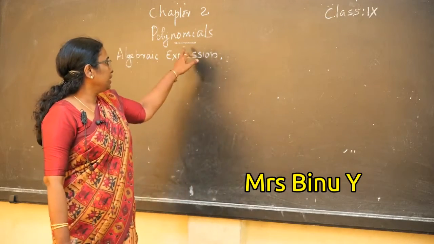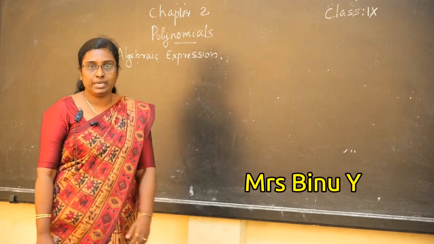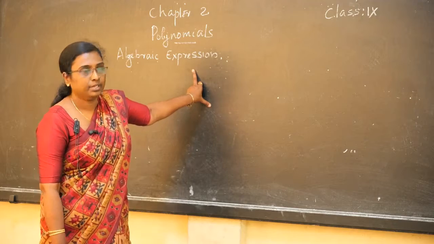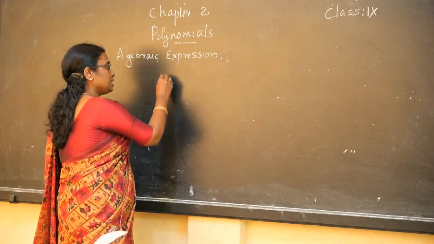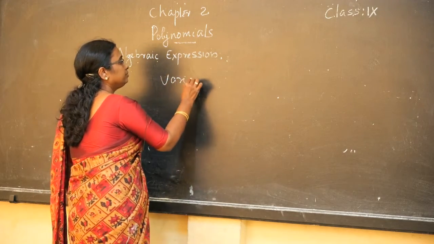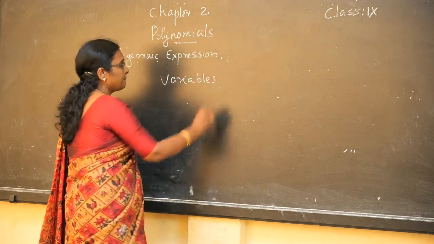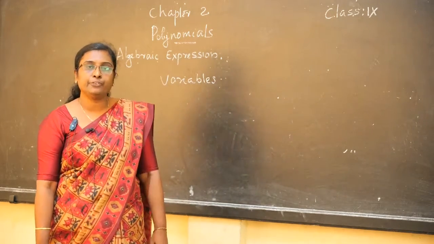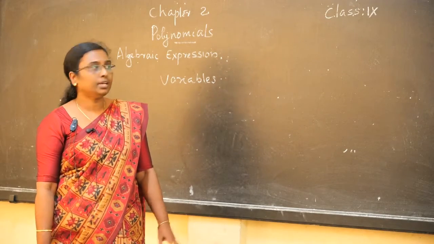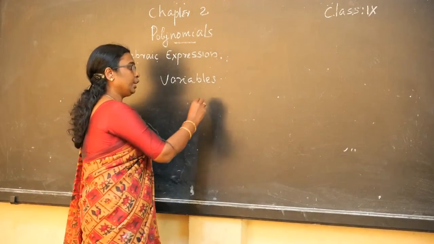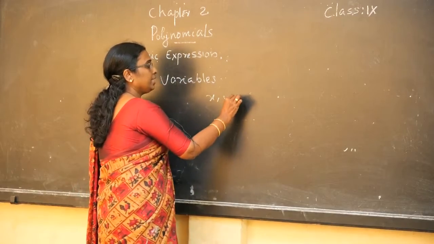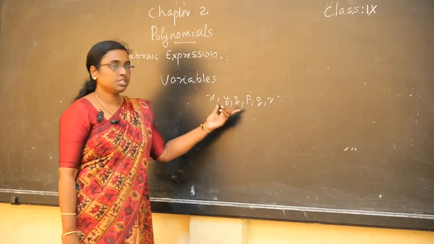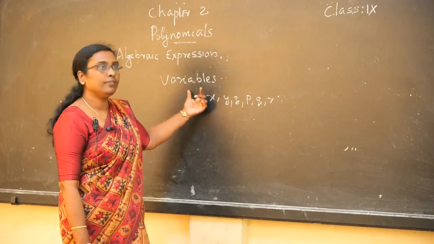Today we are going to study the second chapter, polynomials. Before that, let us recall algebraic expression. You know variables and constants. Variables: a symbol which can be assigned a different numerical value is called a variable. Variables are denoted by x, y, z, p, q, r, etc. That is, small letters are used to denote variables.